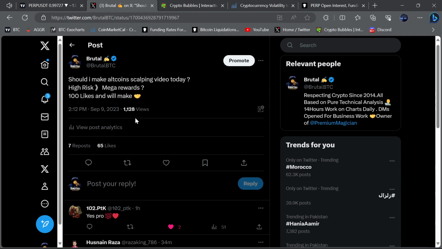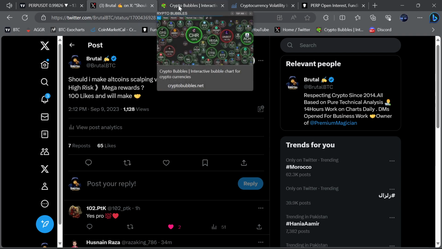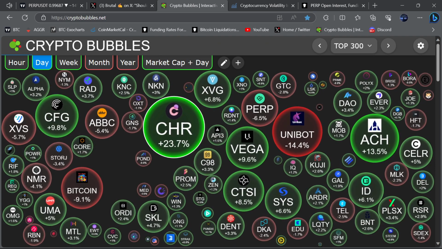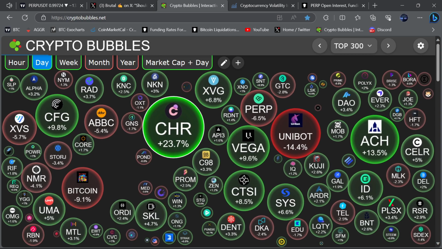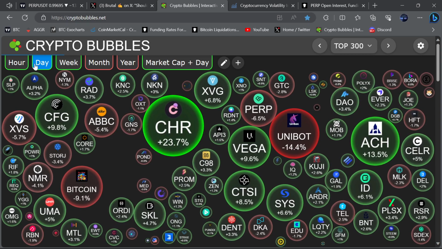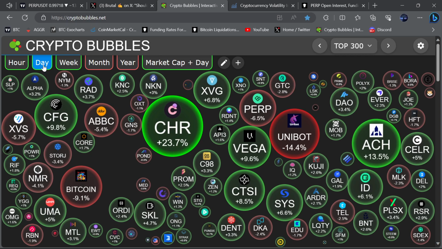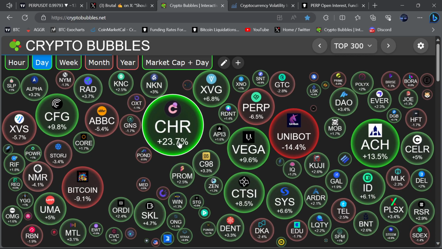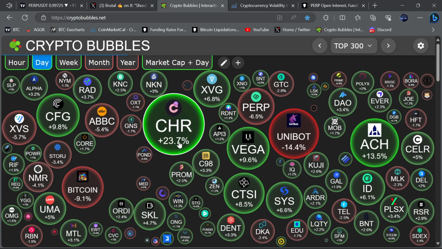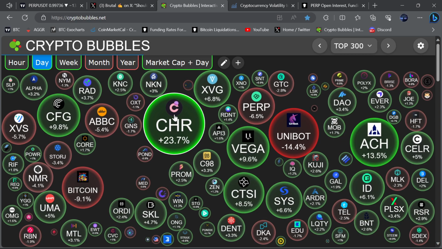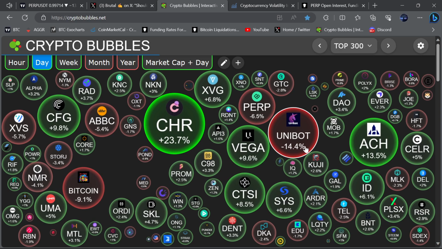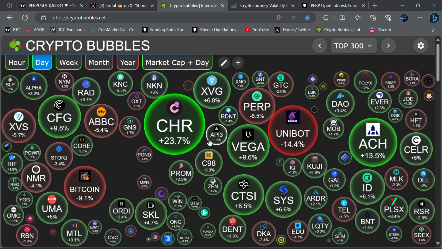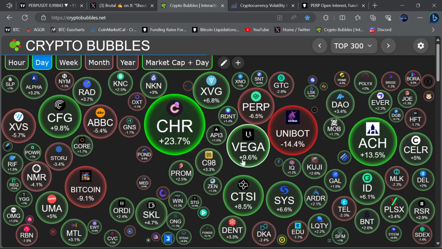So first of all, what you guys have to do is simply move on to cryptobubbles.net. This is a website that basically tells you the volatility for the same day or for the week, for the 1 hour time frame. So you just have to go on to daily time frame and look at the coins which have either gone up from their specific levels on the daily time frame, or they are going down. For example, CHR with 23% gains, Unibot minus 14%. You guys just have to look for good coins having a good amount of volume.